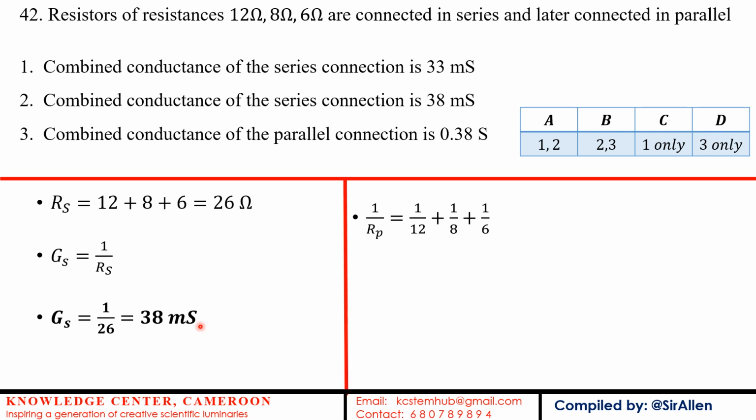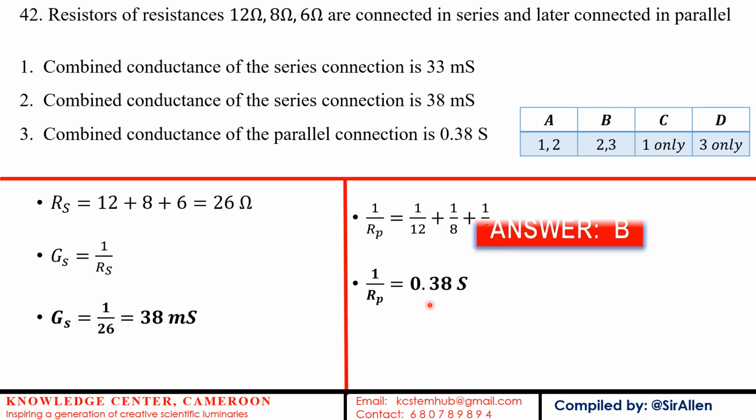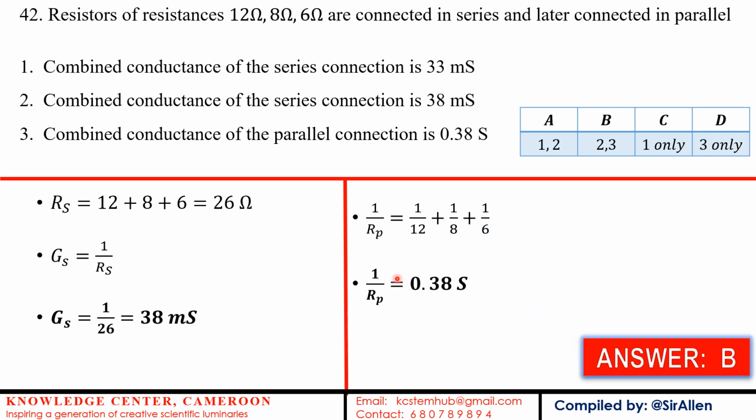So we can go over and find the total resistance when they are connected in parallel. When they are connected in parallel, 1 over R total is 1 over R1 plus 1 over R2 plus 1 over R3. So 1 over RP already gives you the conductance. When you calculate this, that's already the conductance. So it gives you 0.38 Siemens. So our answer is B, because statement 2 says the combined conductance of the series connection is 38 millisiemens. Correct. The combined conductance of the parallel connection is 0.38 Siemens. Correct. Boom.